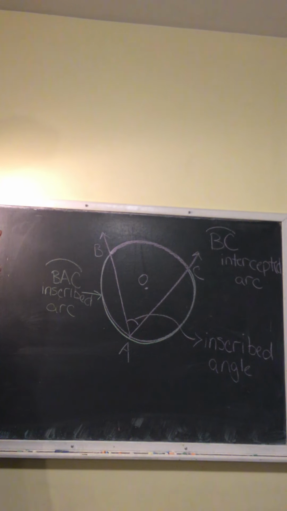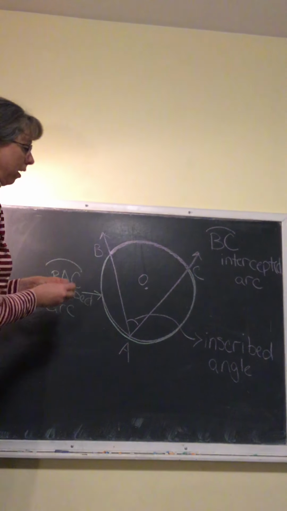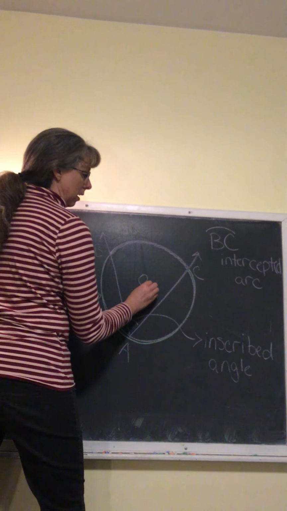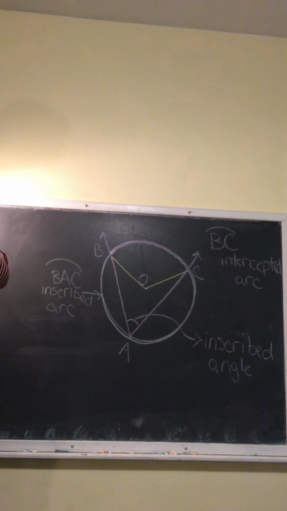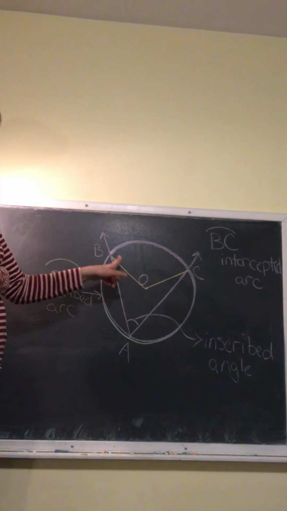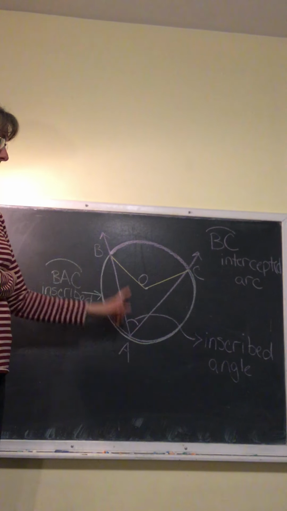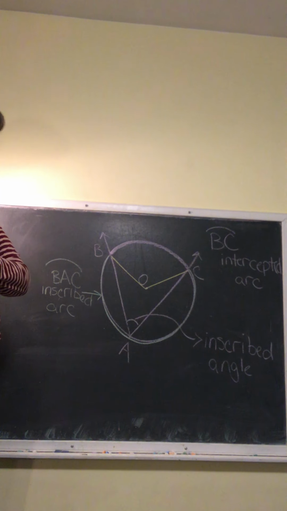All right, so how big is an inscribed angle in relation to its intercepted arc? That's the big question of this lesson. If I drew here the central angle that corresponds to arc BC, you could see that this angle, angle BOC, that central angle, is much bigger than angle BAC. This one is clearly more than 90 degrees. This one is clearly less than 90 degrees. What is their relationship? That's what we want to answer.